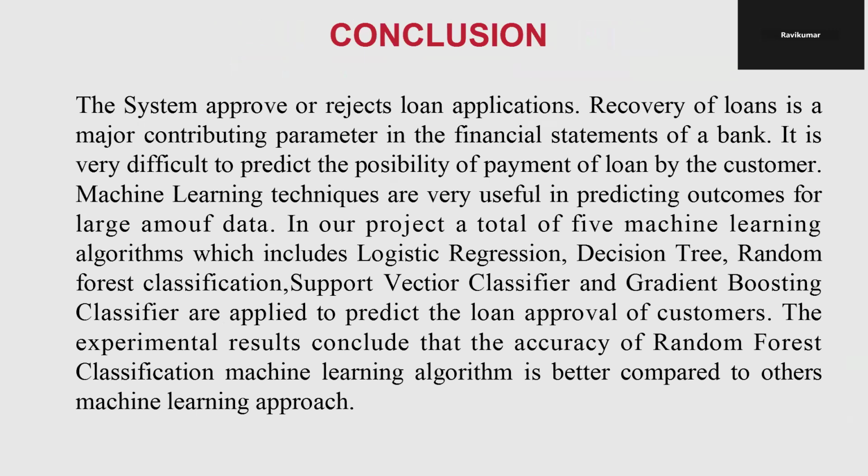Conclusion. The system approves or rejects loan applications. Recovery of loans is a major contributing parameter in the financial statements of the bank. It is very difficult to predict the possibility of payment of a loan by a customer. Machine learning techniques are very useful for predicting outcomes for large amounts of data. In our project, a total of 5 machine learning algorithms, which include logistic regression, decision tree, random forest classification, support vector classifier, and gradient boosting classifier, are applied to predict the loan approval of customers. The experimental result concludes that the accuracy of the random forest classifier machine learning algorithm is better compared to other machine learning approaches.